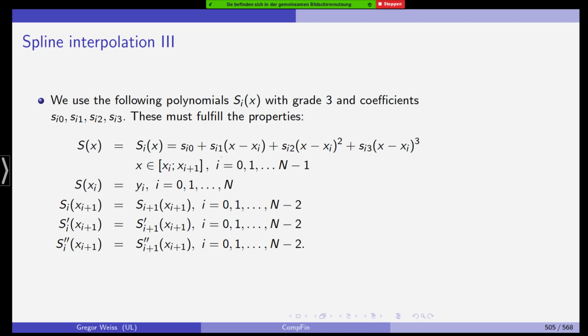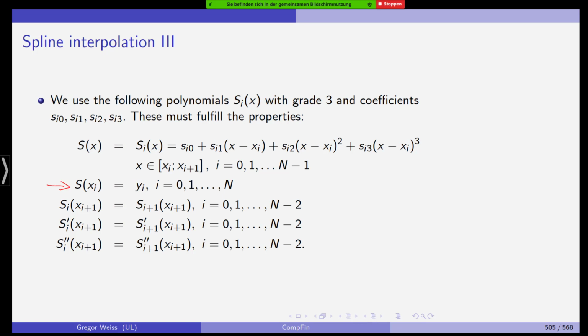And we now require, first of all, that this condition here is fulfilled. S of xi is yi. This is the interpolating requirement. That is, that if we insert xi, yi, the interpolating function, the spline, yields the function values yi as function values for xi. The second requirement is that si at xi plus 1 is equal to si plus 1 of xi plus 1. That's again the requirement that the resulting interpolating function is continuous.